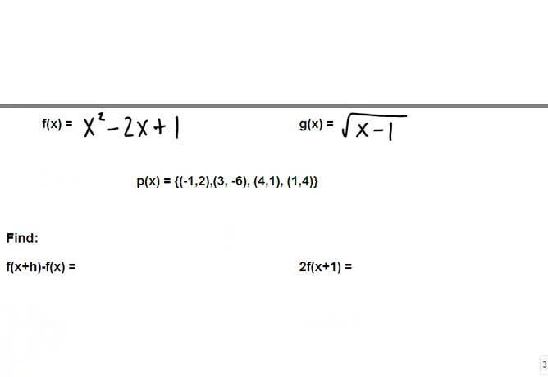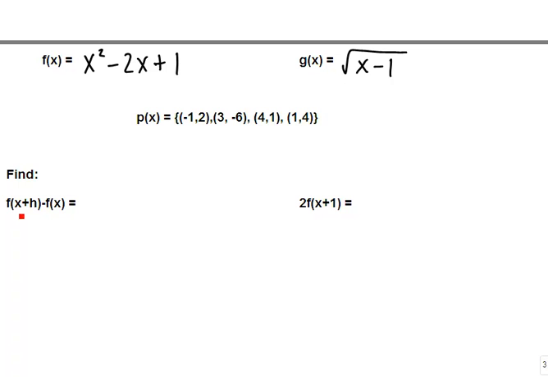So in this next example, we're going to find f of x plus h minus f of x. So again, it looks very similar to the last example. Instead of a plus b, I have x plus h, and instead of f of a, I have f of x. So we're going to want to find f of x plus h, and then we're going to want to find f of x, and we're going to subtract these two answers.